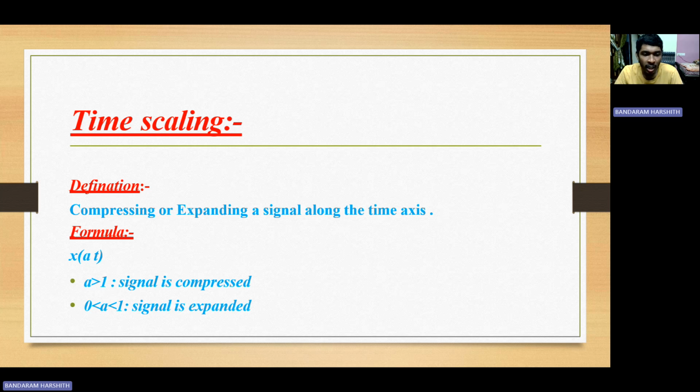Here, let's think x of t is the signal we want, and by doing scaling, we are going to multiply a constant a inside the function. So we get x of at. Here the conditions are given. If a is greater than 1, the signal is compressed. If a is greater than 0 but less than 1, then the signal is said to be expanded. As it gets to the fractional part, the signal automatically gets expanded.